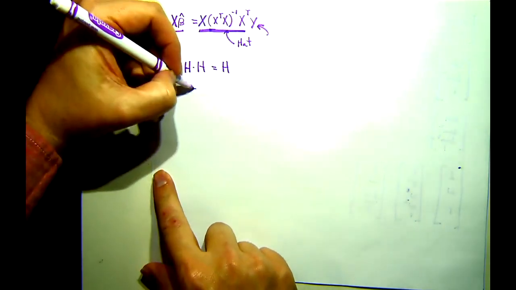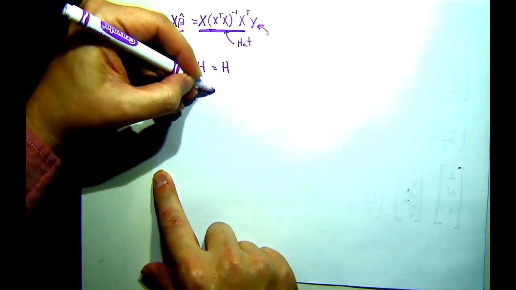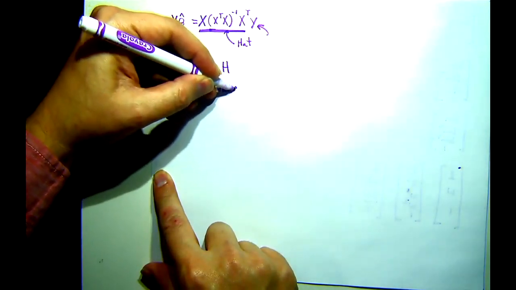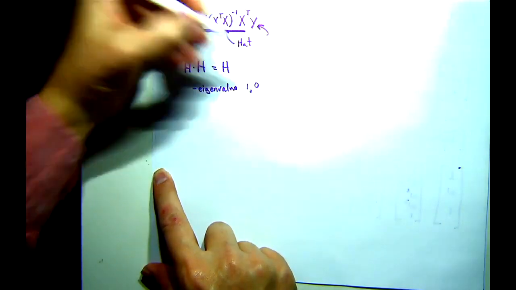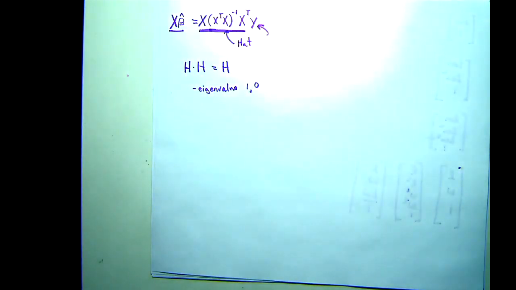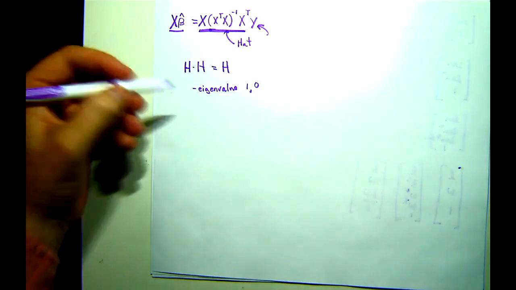The eigenvalues are either 1 or 0, which is very odd. You definitely don't get many matrices like that. It's obviously symmetric.